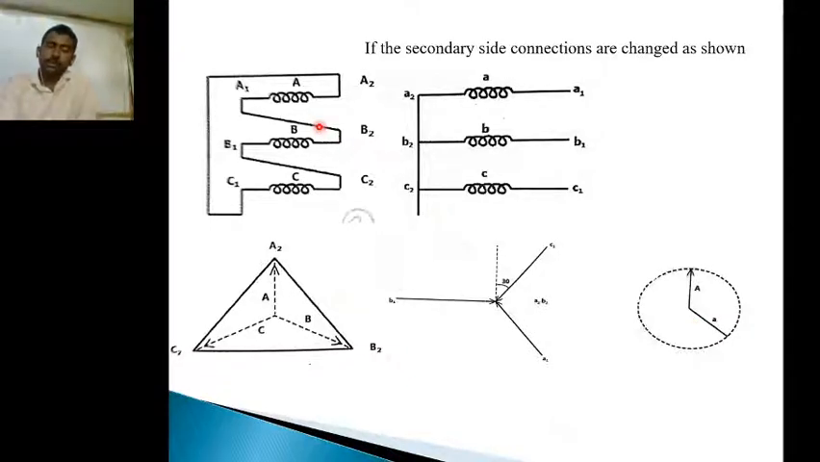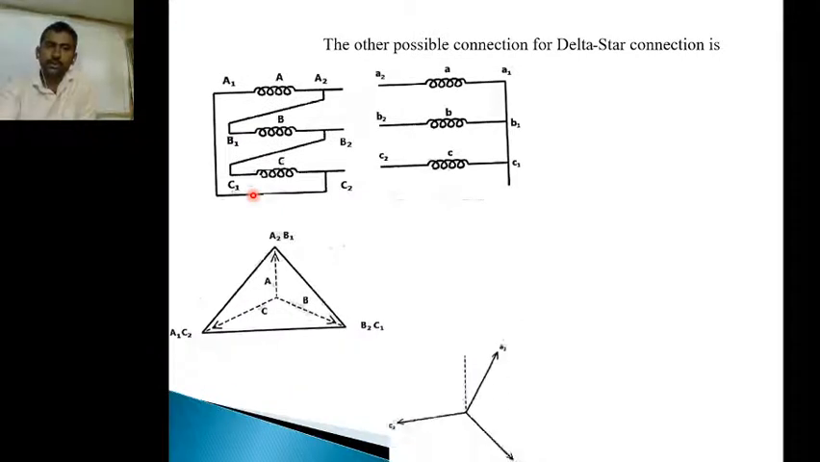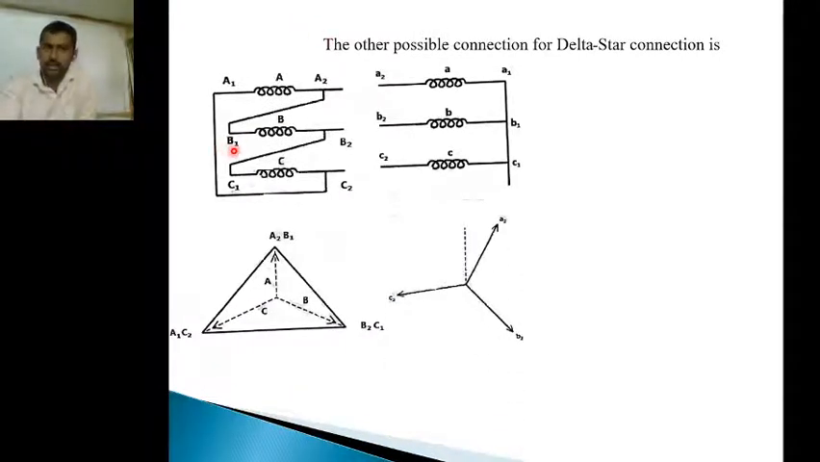However, the primary winding, that is the delta connection, can also be reversed in another manner. In what manner? Previously A2 is connected to C1, but now A2 is connected to B1. Like that, the primary winding is reversed. Then what do we get? We have A this one, B this one, and C this one, and the phasor diagram representation of the star we also saw in the previous slide. So this is the phasor diagram representation for the star connected secondary winding.